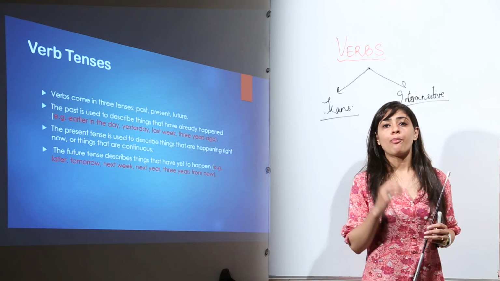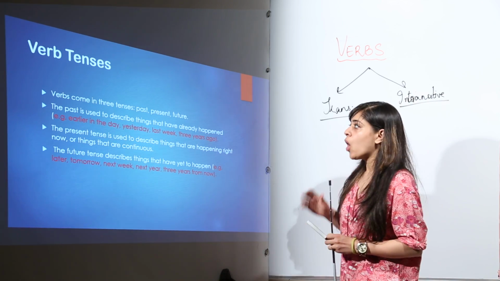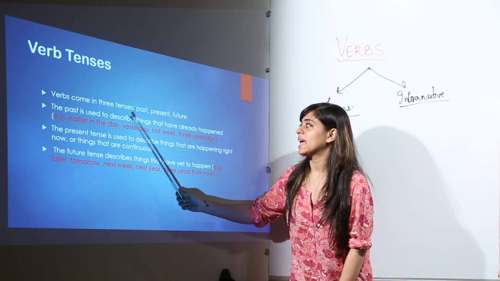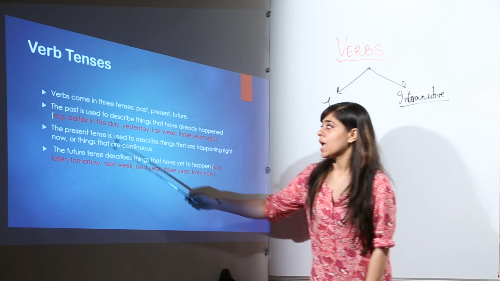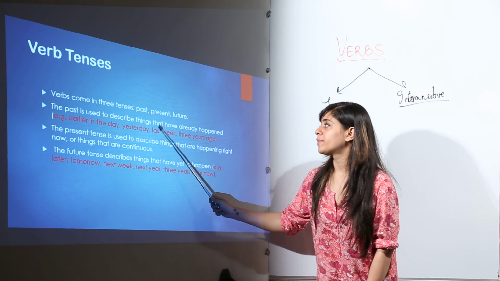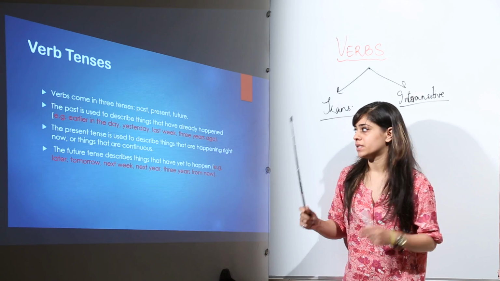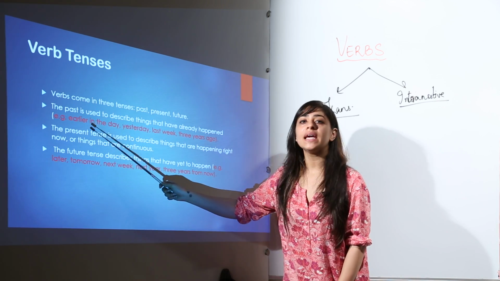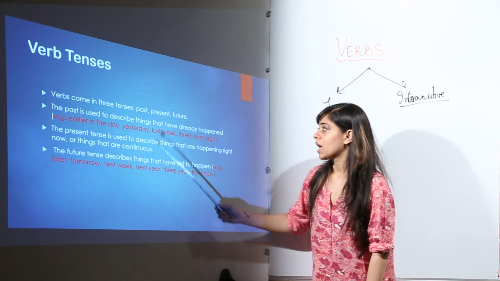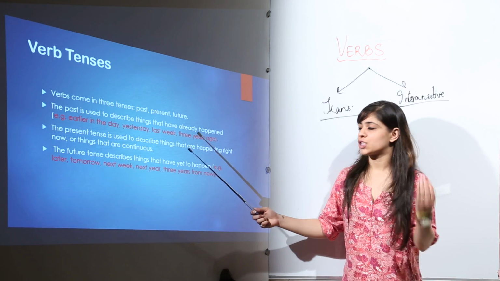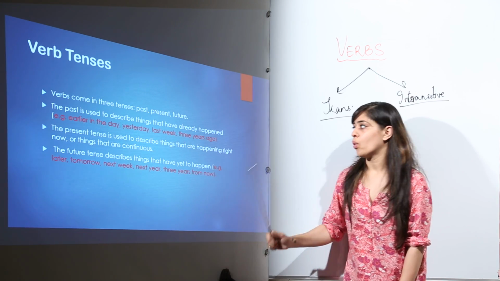Now an important topic about verbs and tenses. We all know that verbs come in three tenses: past, present and future. The past is used to describe things that have already happened, when the action is already complete. Examples: earlier in the day, where something happened earlier in the day; yesterday, again a past action word; last week, 3 years ago.